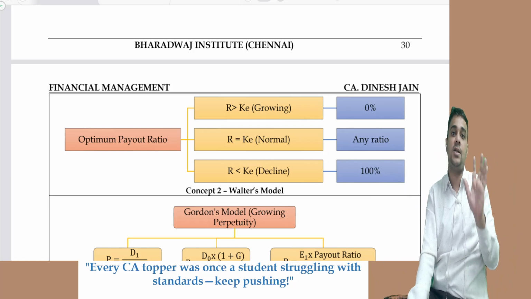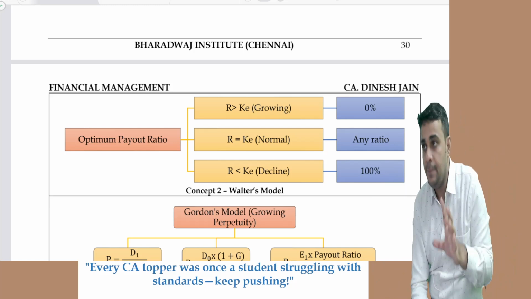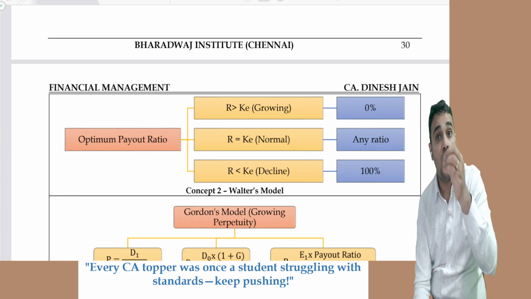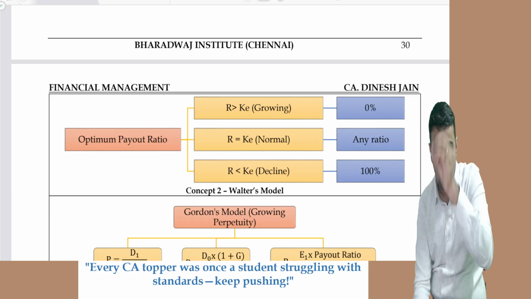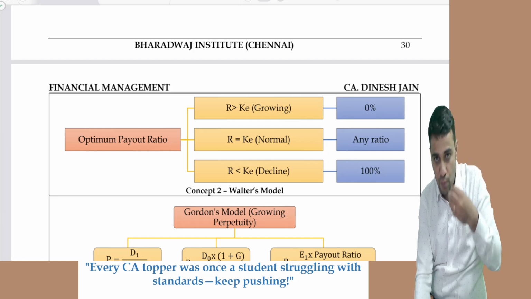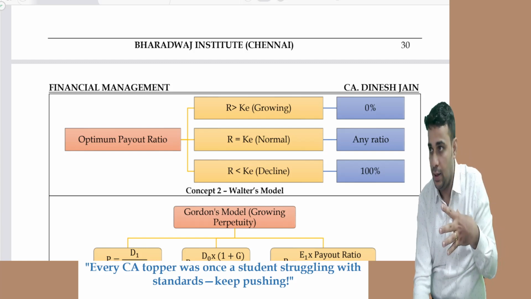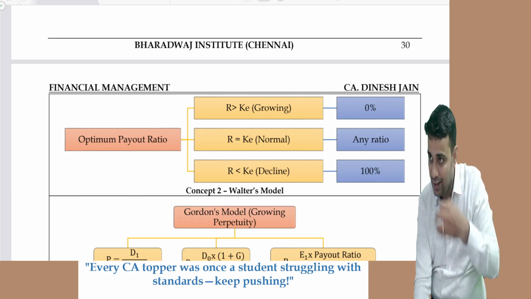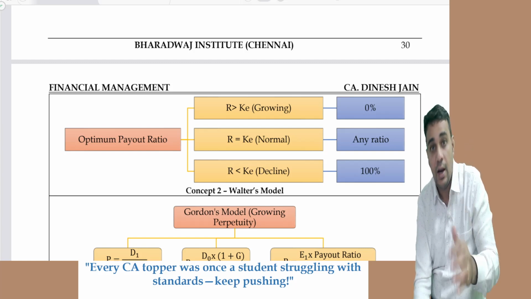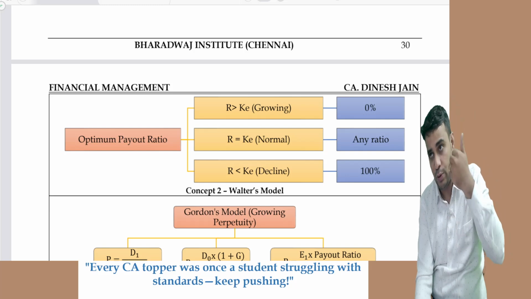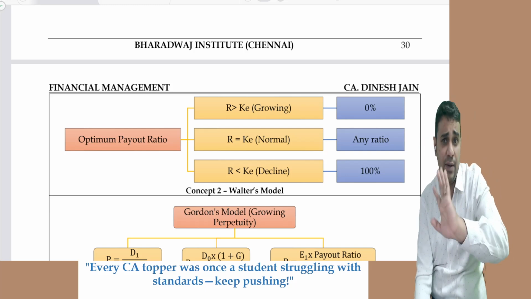What does the concept say? R means what the company can earn. KE means what a shareholder wants or can earn. If I can earn more, I keep the entire money. If you can earn more, you keep the entire money. If R is greater than KE, zero payout. And if R is less than KE, take full money, 100% payout. I give you the entire money.